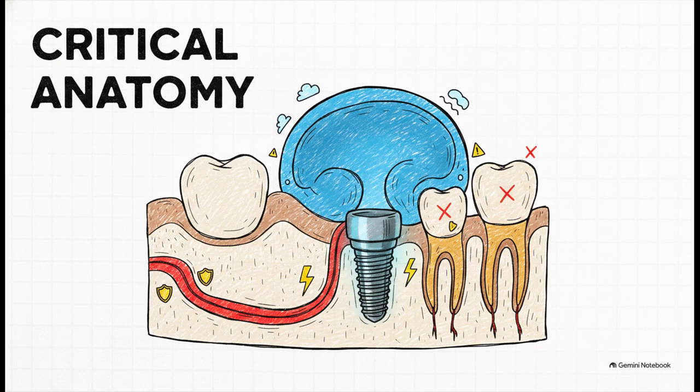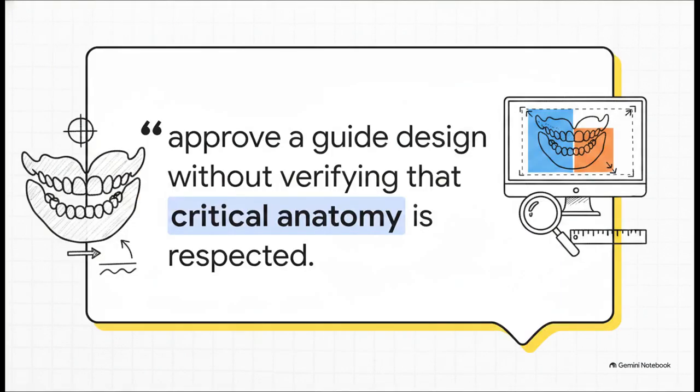The software has to allow the user to see the precise relationship between the virtual implant and these anatomical boundaries in real time. So the crucial point is a stark warning. Software without this capability makes it possible to approve a guide design without verifying that critical anatomy is respected. We simply cannot rely on visual estimations. Effective software has to calculate and display quantitative safety margins and clearance distances as interactive measurements.